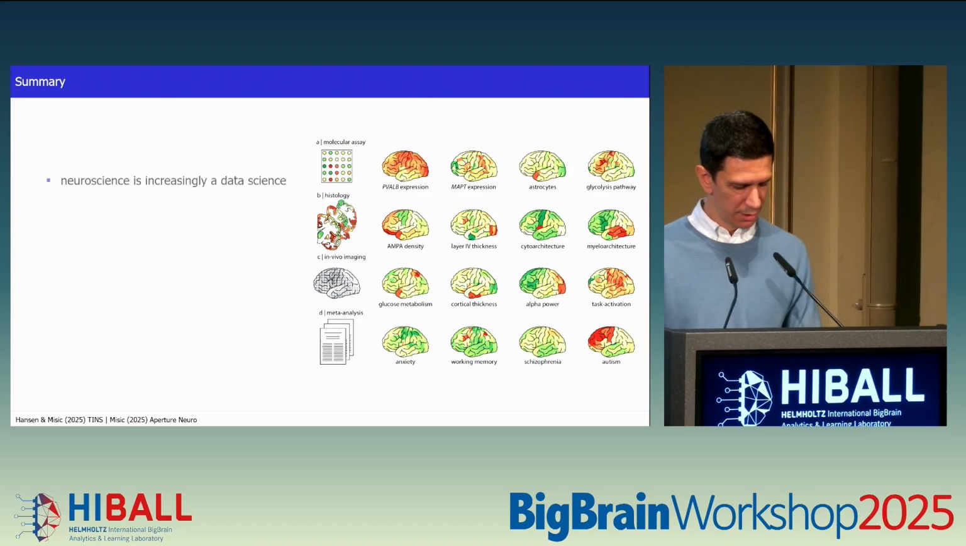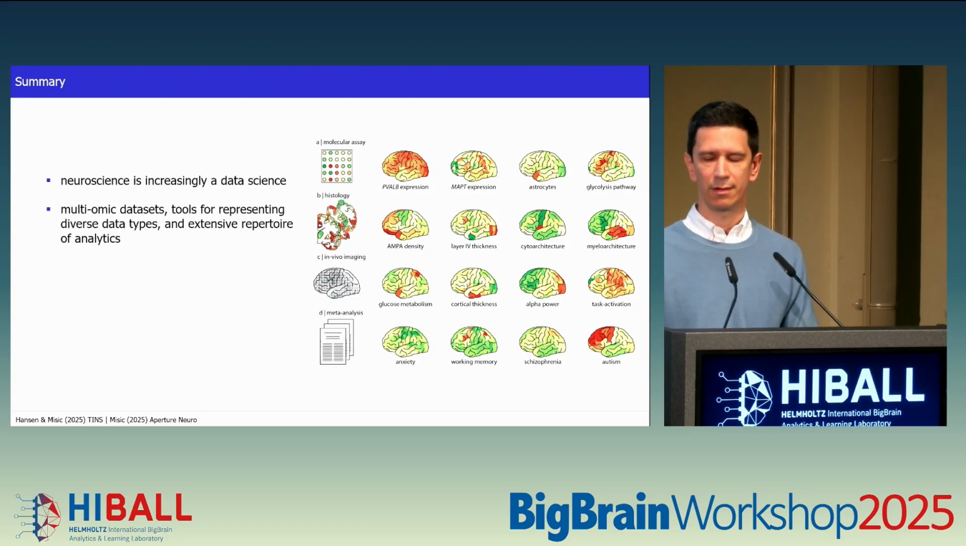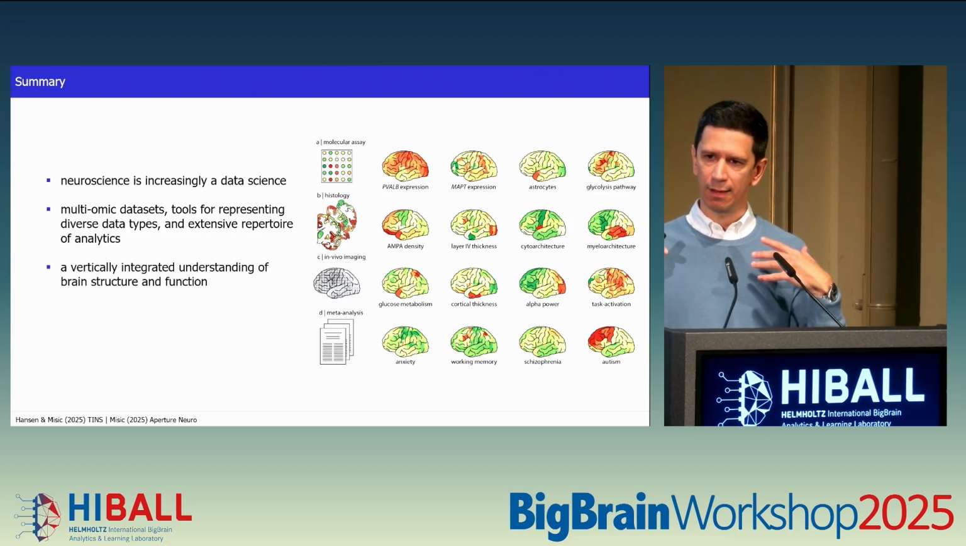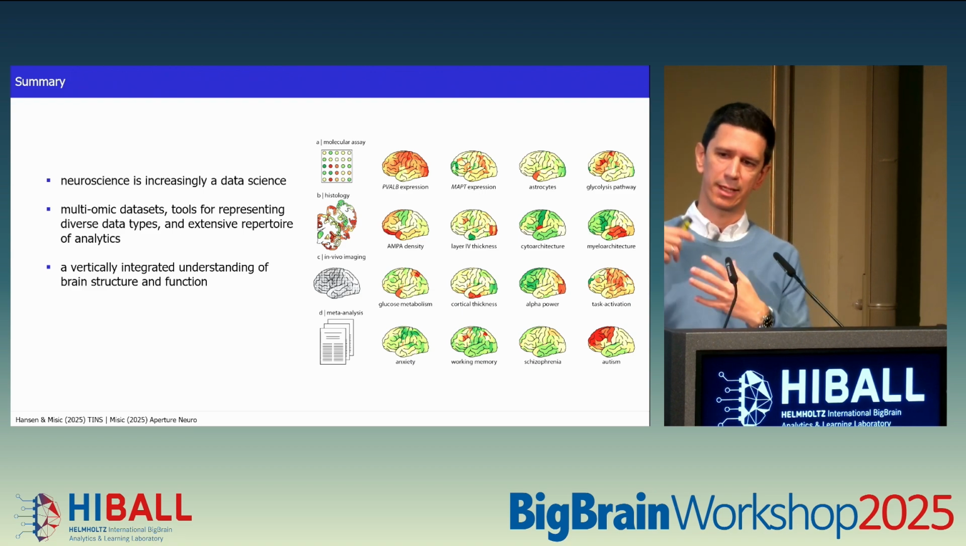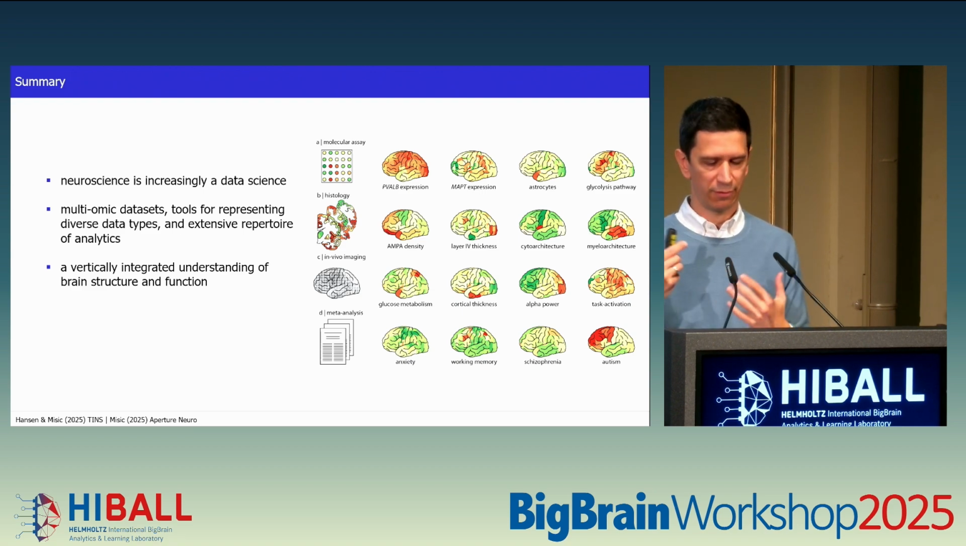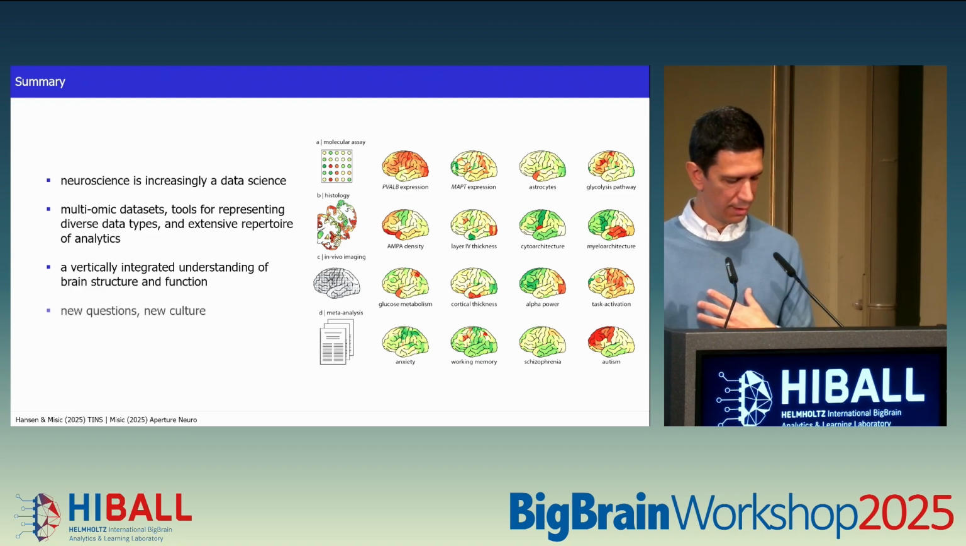Okay, I'm going to end there. Just to say, I hope I've convinced you that neuroscience is increasingly a data science. We have lots of exciting tools for representing data, for working with data, and we're, I think, going towards an increasingly vertically integrated understanding of how brain structure and function are related. And this has brought with it new questions and, I think, a fundamentally different culture of how we do this.